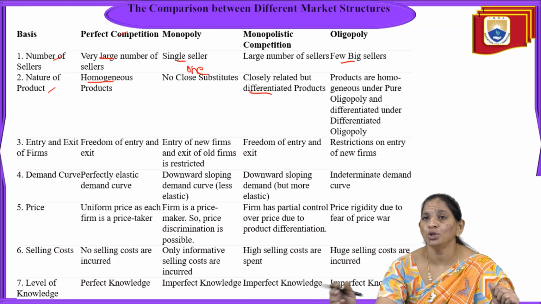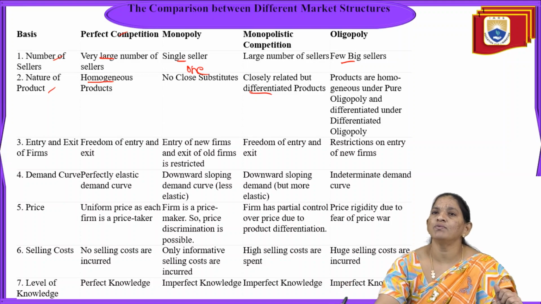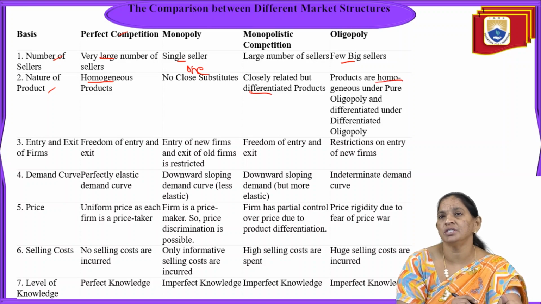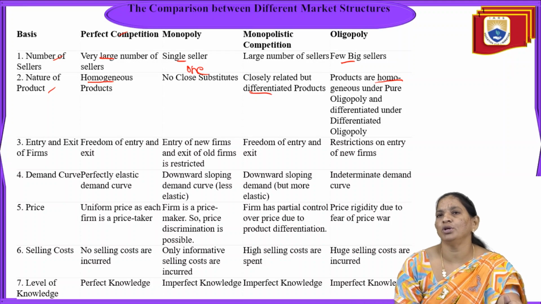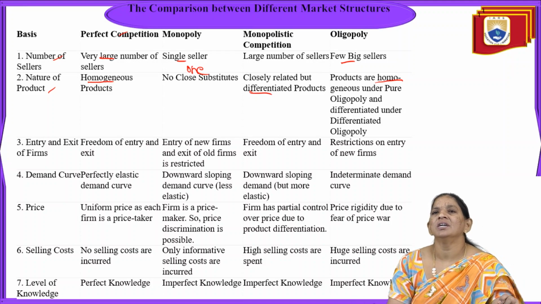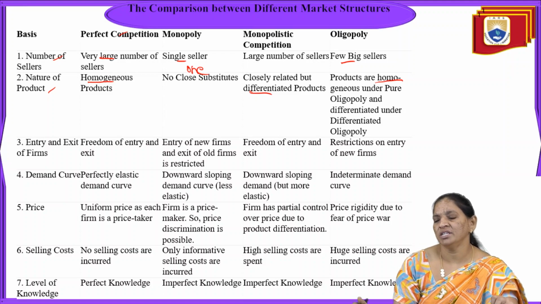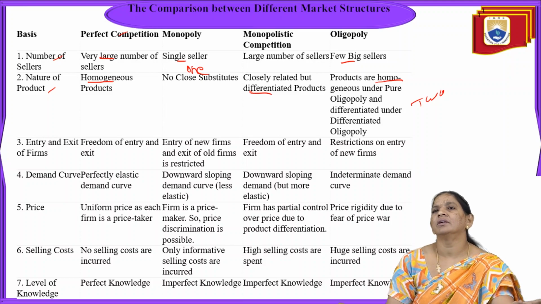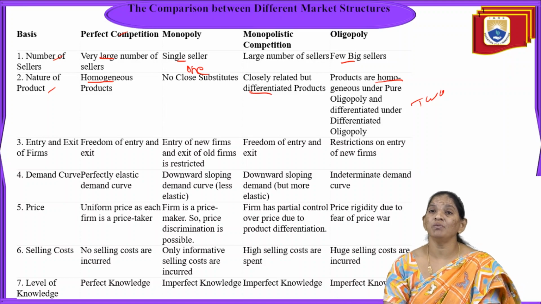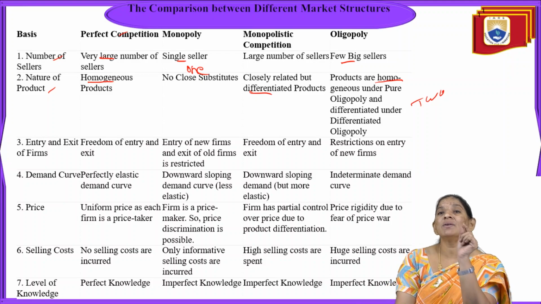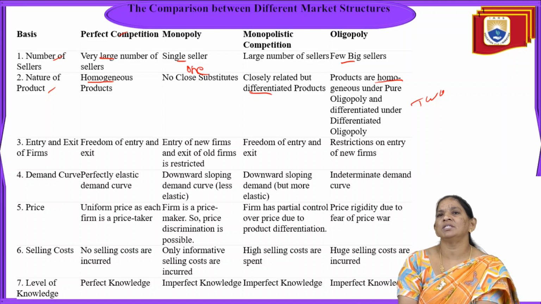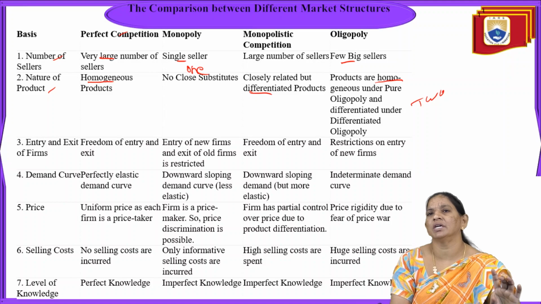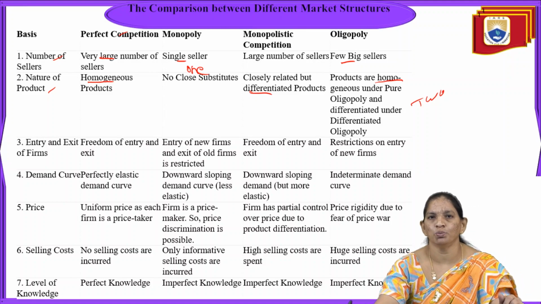And when you come to the oligopoly market, the product features are homogeneous in nature in pure oligopoly, and differentiated in differentiated oligopoly. We have 2 types of oligopolies. One is pure oligopoly where the product is homogeneous, and another type is where it is differentiated, meaning some features will differ based upon the type of the market. Sometimes we can have a pure oligopoly and sometimes a differentiated oligopoly.